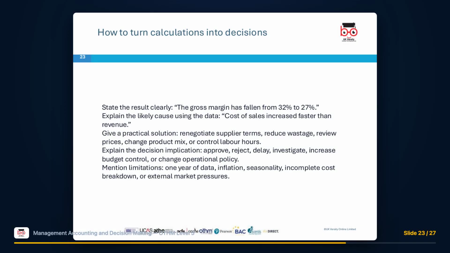To turn calculations into decisions, state the result clearly. For example, the gross margin has fallen from 32 to 27%. Explain the likely cause from the data, such as cost of sales rising faster than revenue. Give a practical solution, like renegotiating supplier terms or reviewing prices. Explain the implication, whether to approve, reject, delay, or investigate. And mention limitations, such as 1 year of data, inflation, or seasonality.